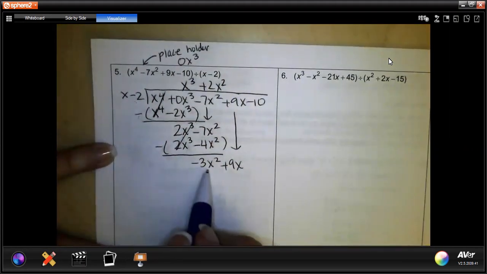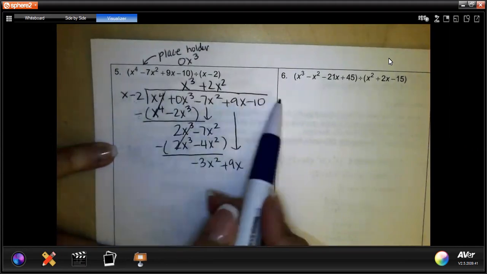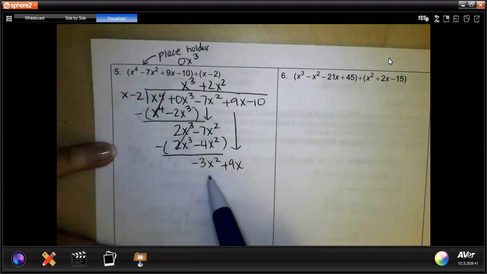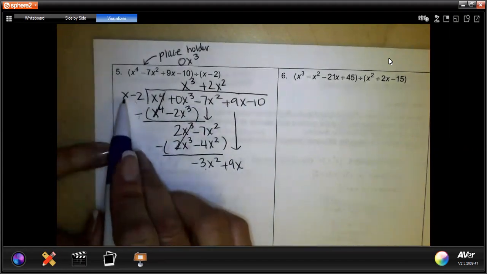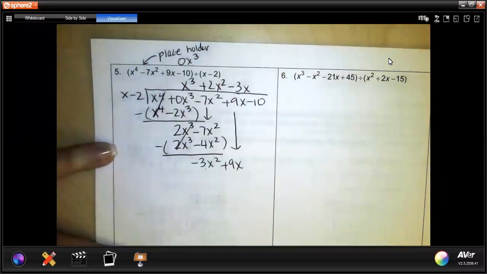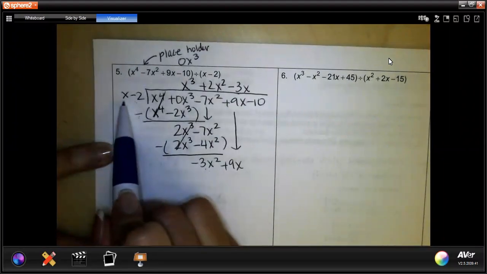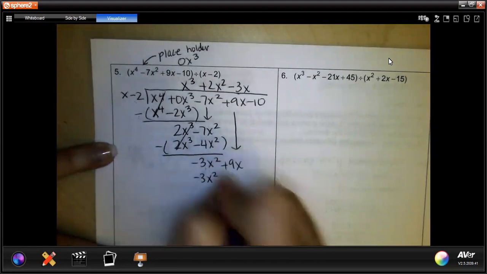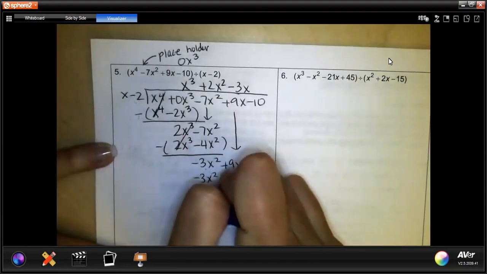We do the process again. This one does have more steps just because we had more in our dividend here. So we've got to do it a couple more times, but the process is still the same. Negative 3x squared divided by x is negative 3x. We multiply negative 3x times x gives us a negative 3x squared. Negative 3x times negative 2 gives us a positive 6x.